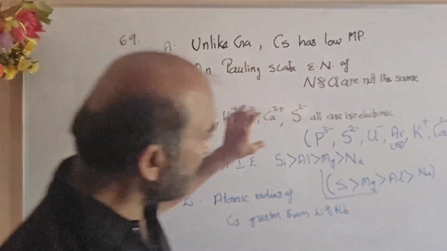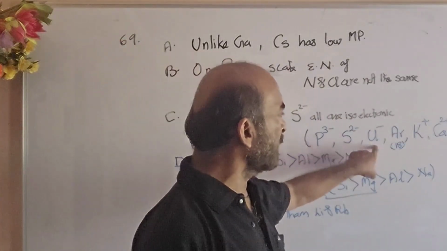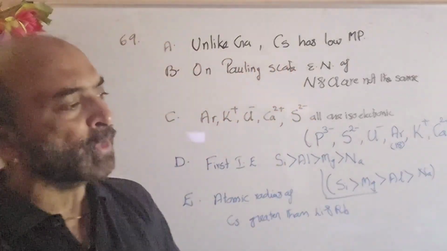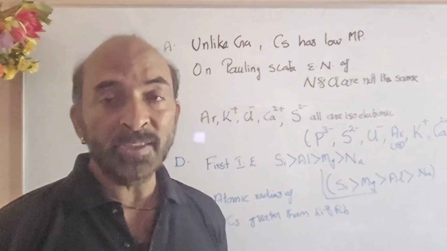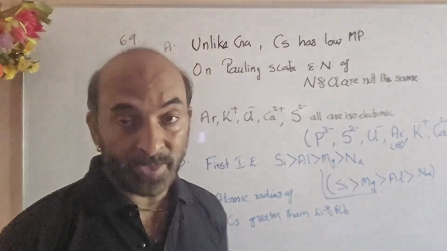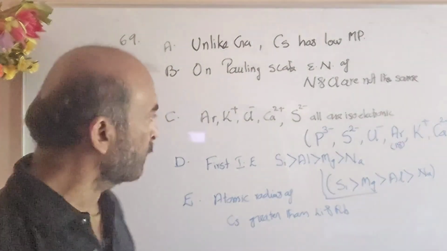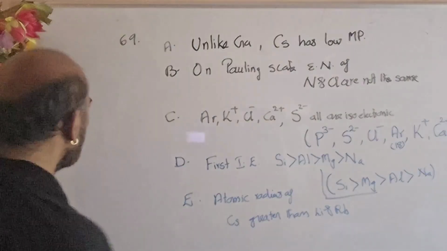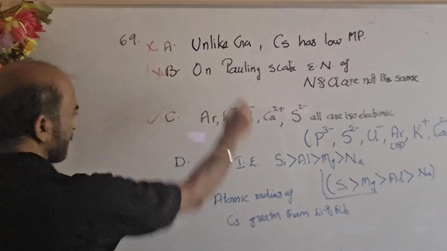So to make them isoelectronic, you add 3 electrons to phosphorus, 2 electrons to sulfur, 1 electron to chlorine, no electron to argon, 1 electron is removed from potassium and 2 electrons are removed from calcium, so that all these atoms become isoelectronic with 18 electrons. So this statement is correct. So far A is wrong, B is wrong, C is correct.